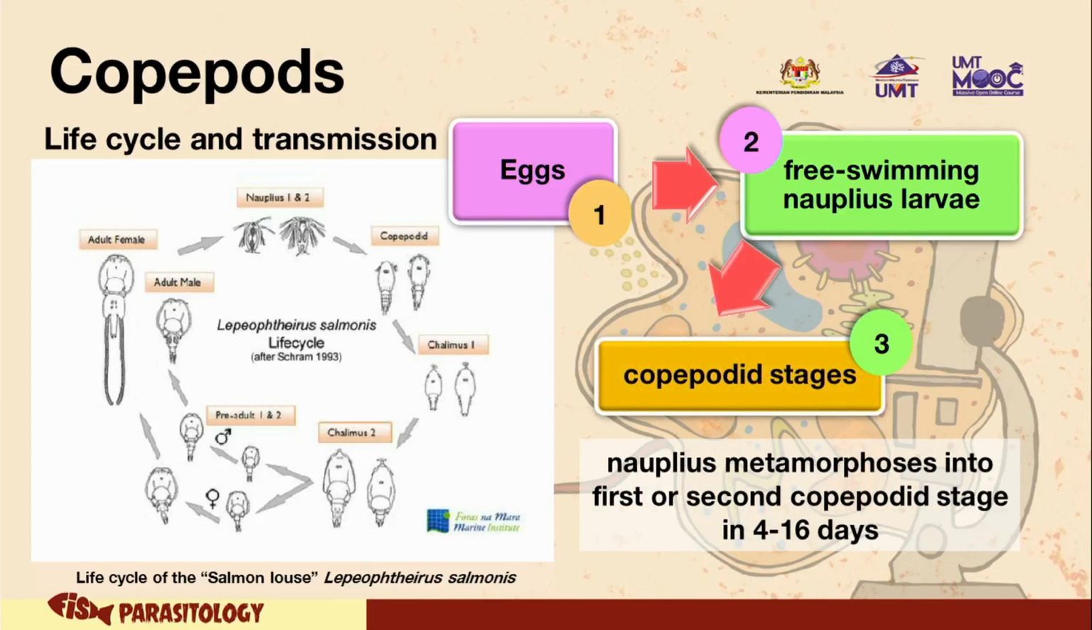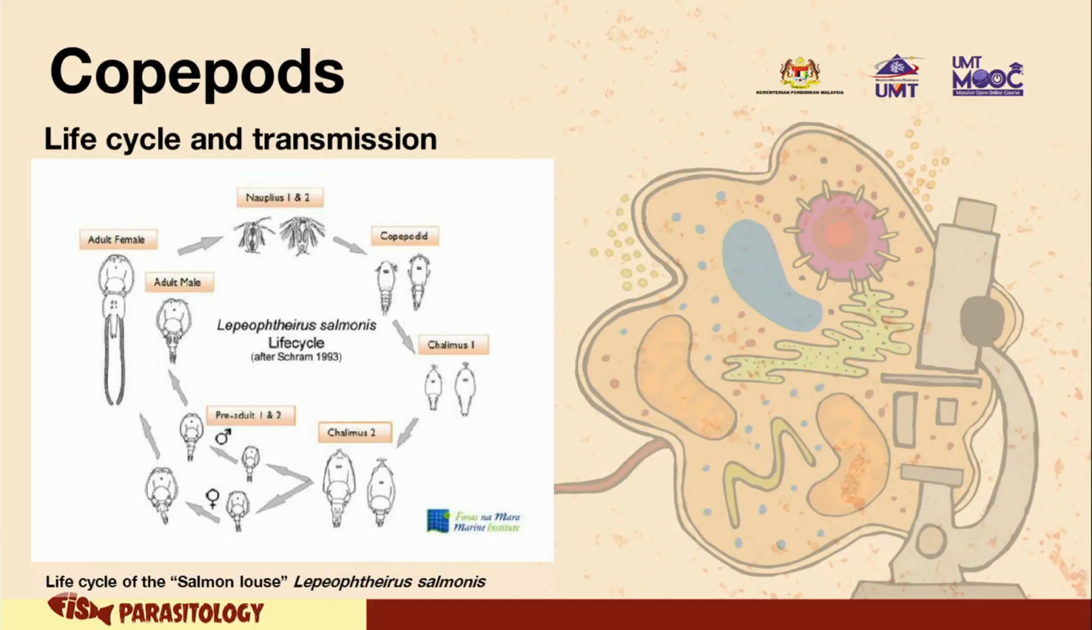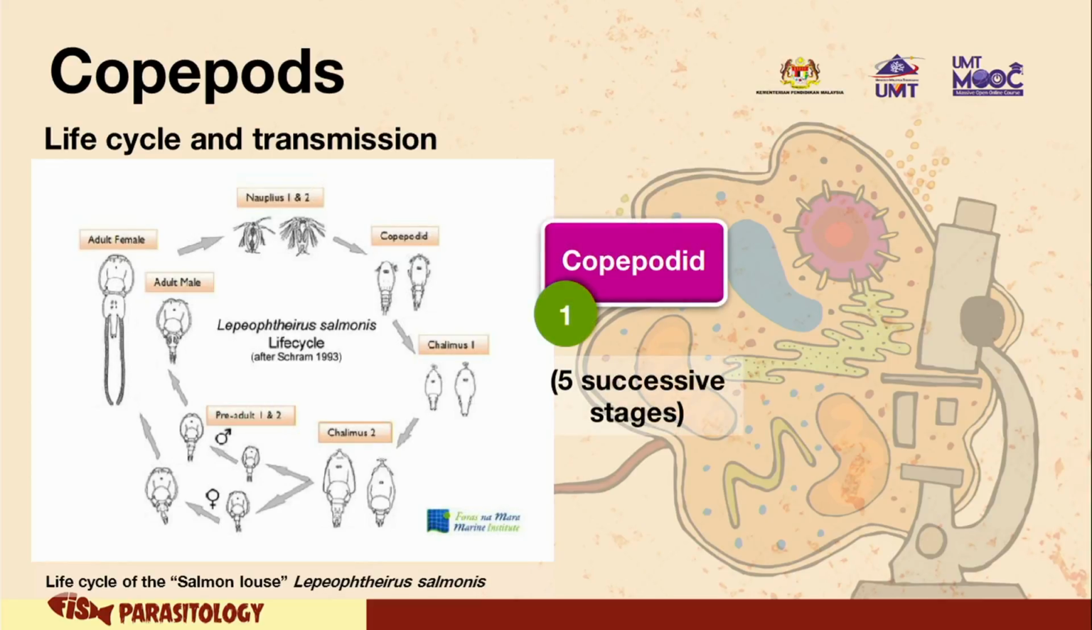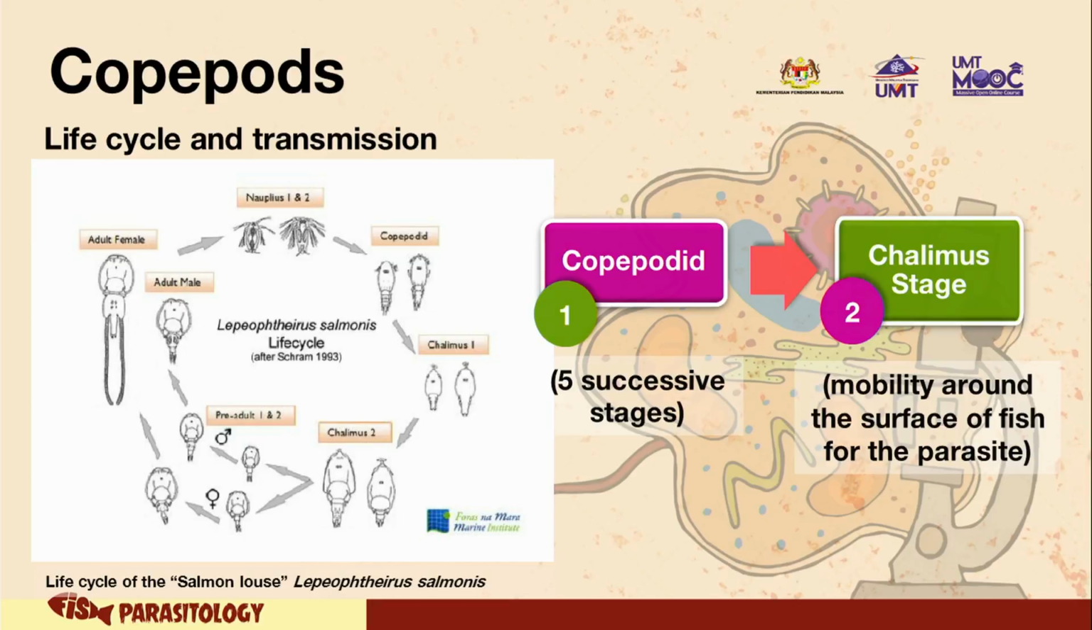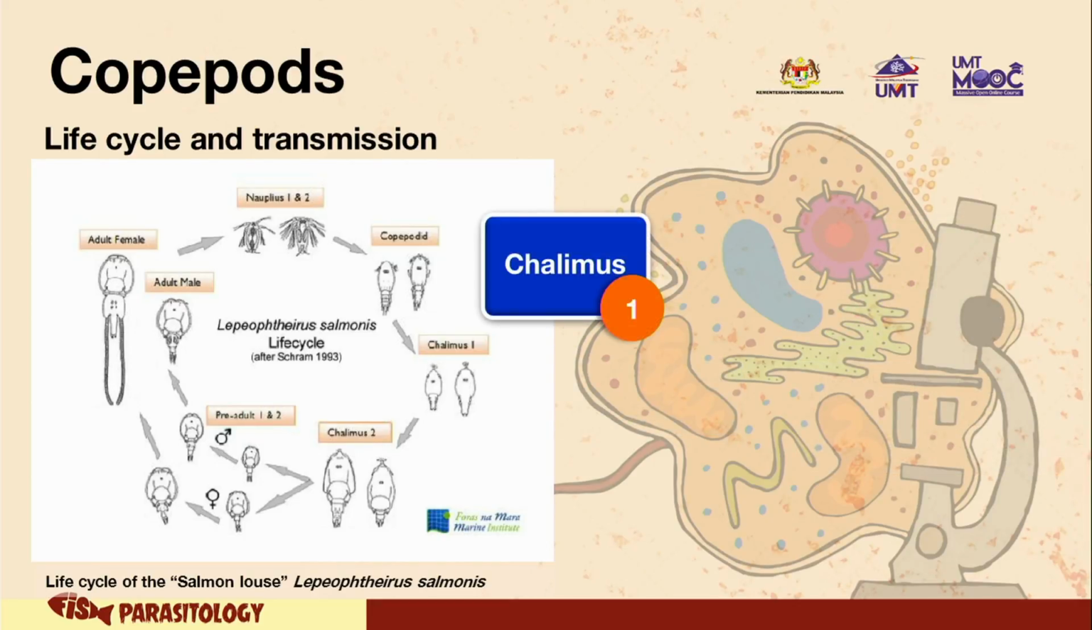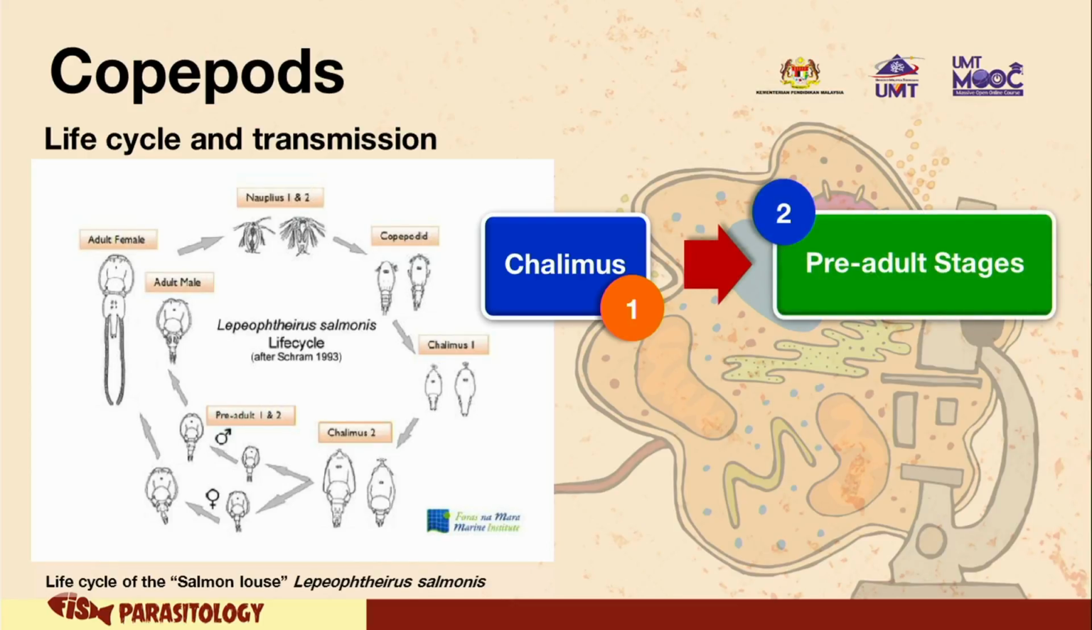The nauplius metamorphoses into the first or second copepodid stage in 4 to 16 days. No further development occurs unless it attaches to a host. Larvae pass through 5 successive copepodid stages before attachment, reaching the chalimus stage. The chalimus stage permits mobility around the surface of the fish for the parasite, growing to a length of 5 millimeters for the males or 10 millimeters for the females. At the end of this phase, 2 pre-adult stages are followed by the fully mature adult phase.